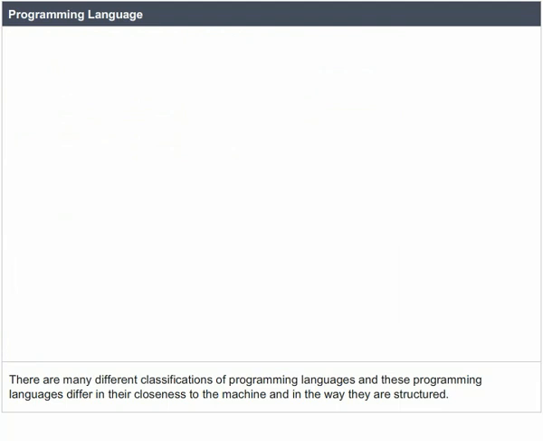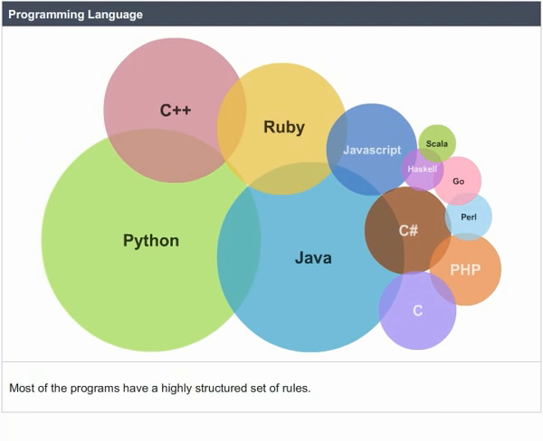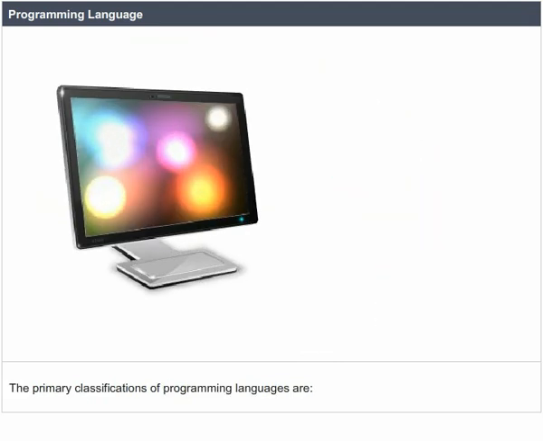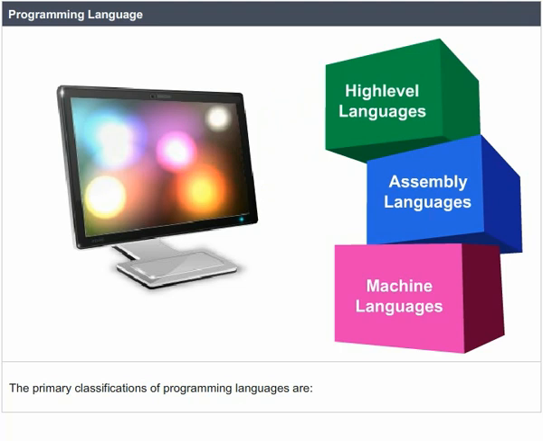There are many different classifications of programming languages, and these programming languages differ in their closeness to the machine and in the way they are structured. Most of the programs have a highly structured set of rules. The primary classifications of programming languages are machine languages, assembly languages, high-level languages.